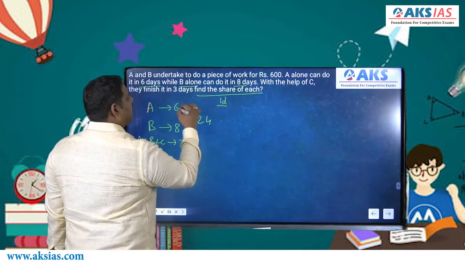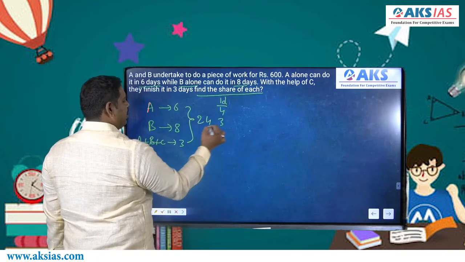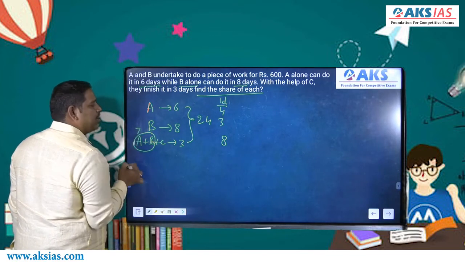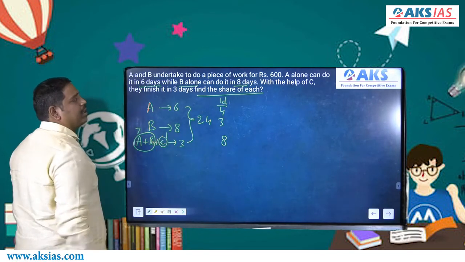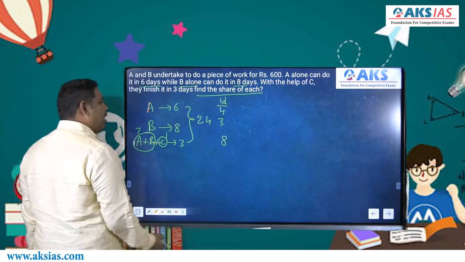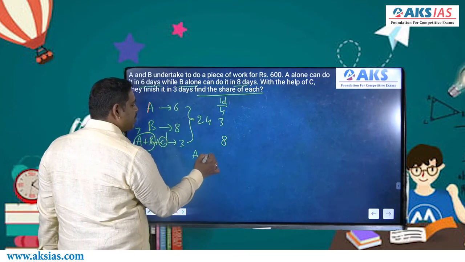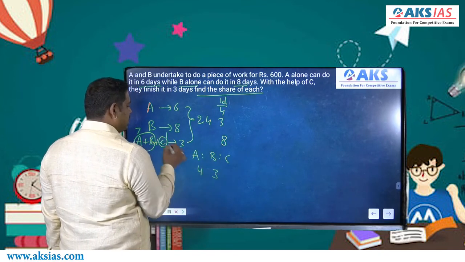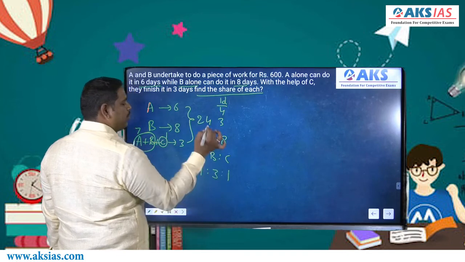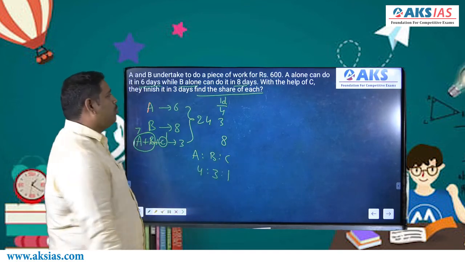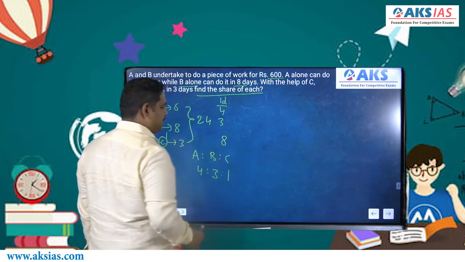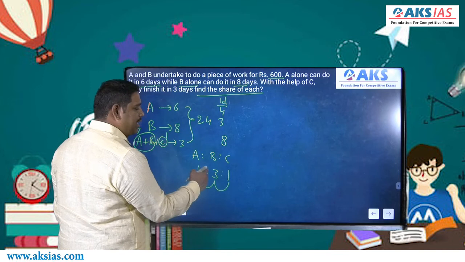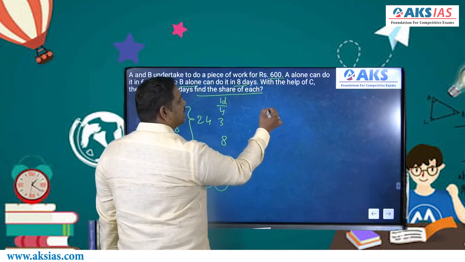In 1 day, A completes 4 units, B completes 3 units, together 8 units. Observe, A and B together is 4 plus 3, 7. That means C is 1 unit. So what I have to understand is their efficiency ratio: A 4 units, B 3 units, C 1 unit. So the efficiency ratio is 4 is to 3 is to 1. Total money is 600 rupees, divided in the ratio 4 is to 3 is to 1. That means he will get 4 parts, he will get 3 parts, he will get 1 part, all together 8 parts.